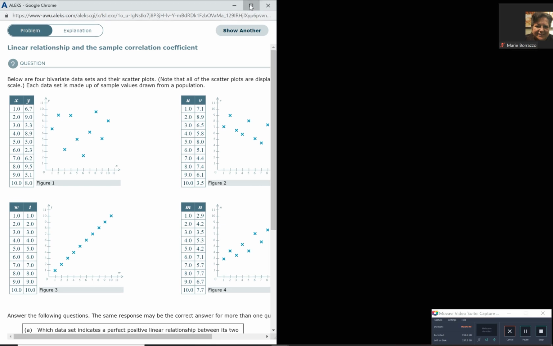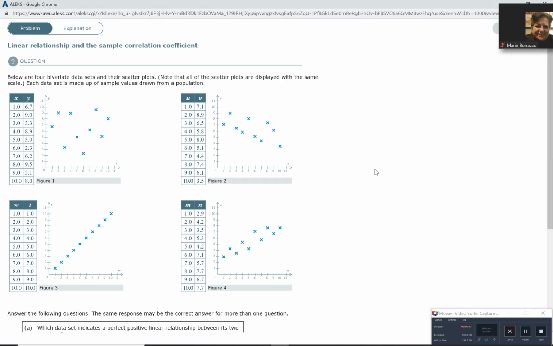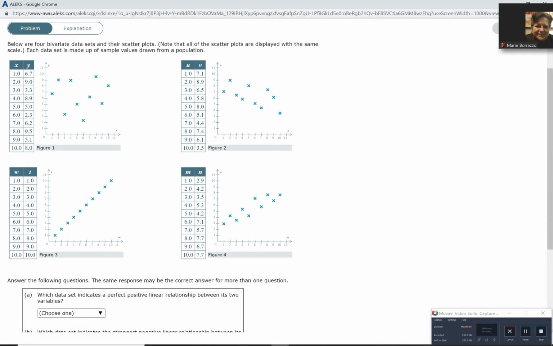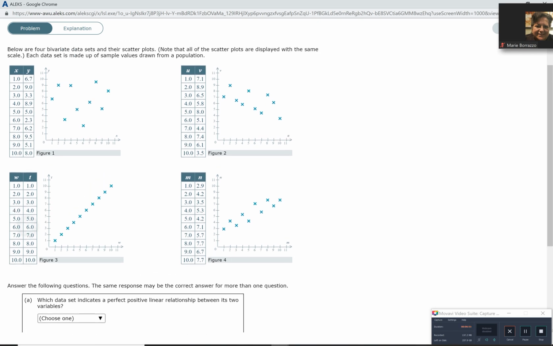Okay, the second question they give you in the homework, they're asking you to identify the type of relationship or association that you have here. So let's look at the first one, the XY pairs. You notice how this looks like just a random scatter of X's. There's no pattern, no association. This is very close to an R equal to 0 or basically no correlation.